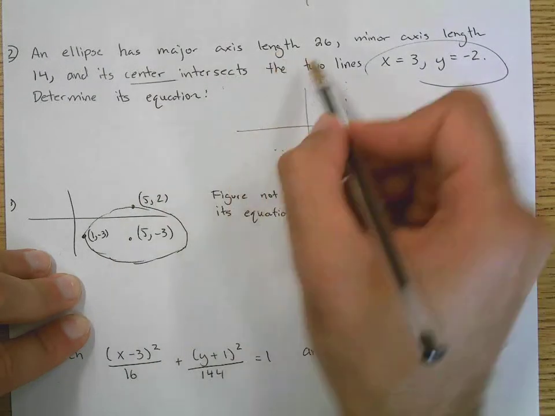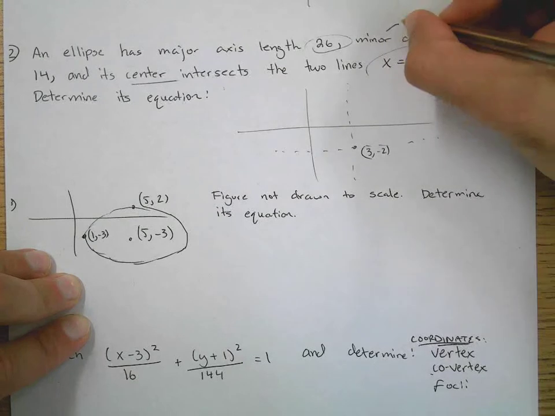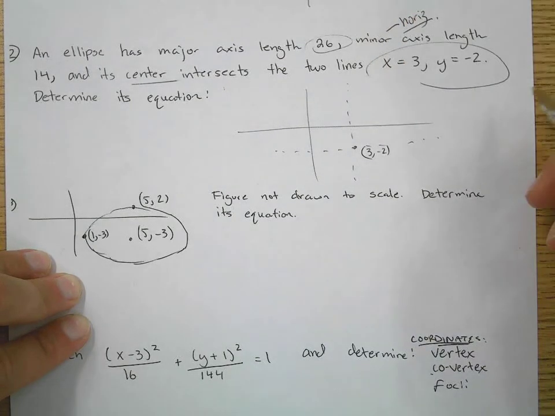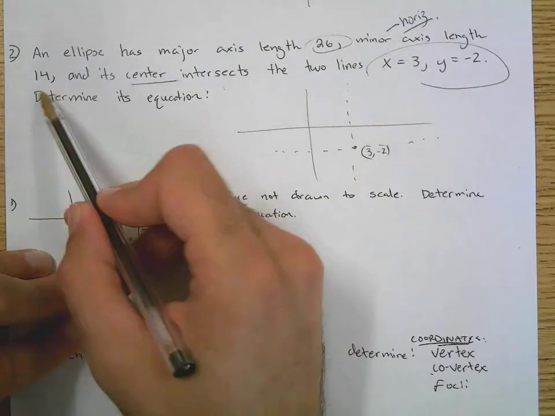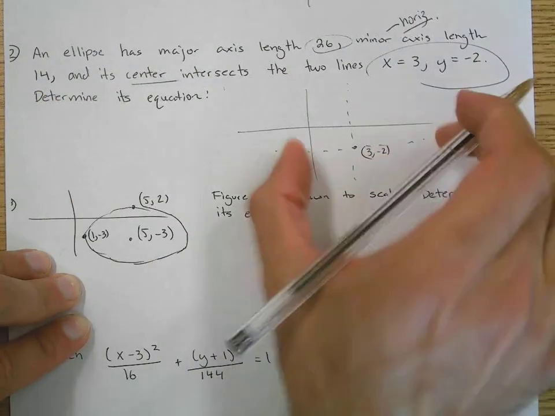And the minor axis length is 14. This actually isn't enough information for the problem, so let's fix this. We'll say that the minor axis is horizontal. There we go. If the minor axis length is 14 and it's horizontal, that means that from here to here, the whole length of the ellipse, right, is going to be 14.